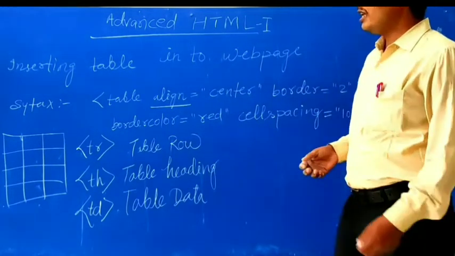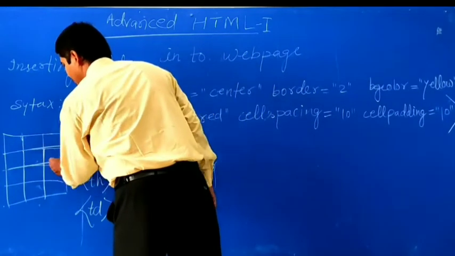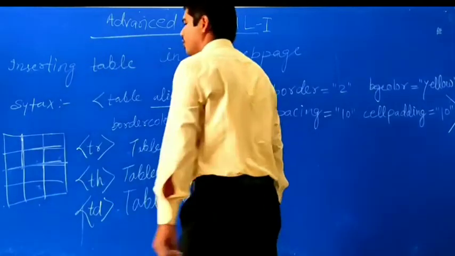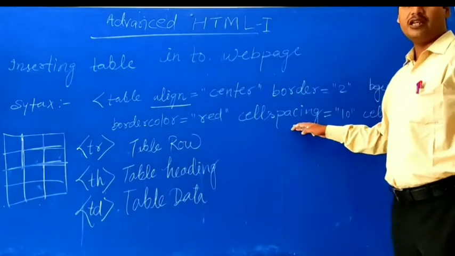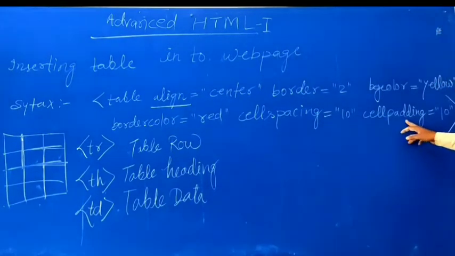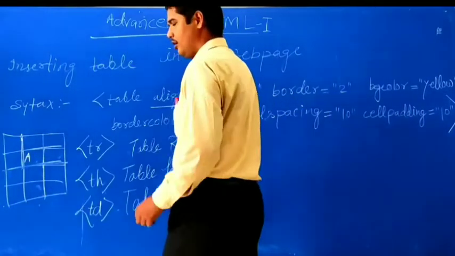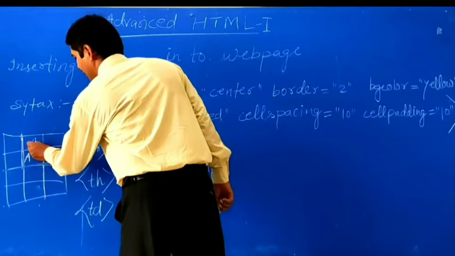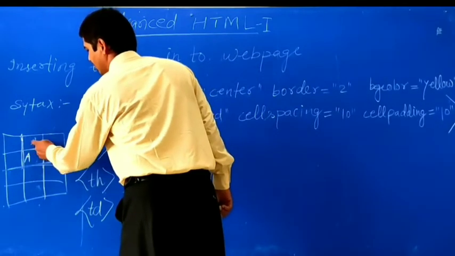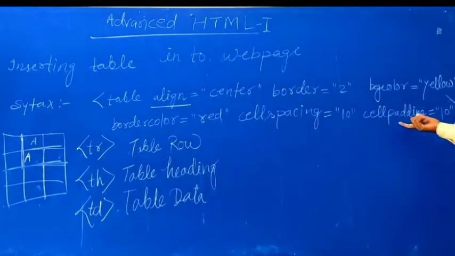Cell spacing. Cell spacing means the space between two cells. That space is given in pixels, and we use cell spacing for it. Cell padding means the inner space. Suppose there is an A: there is no space at the left side, but we write A here. It means space is given all around the text. So by this attribute we can give space around the cell content.